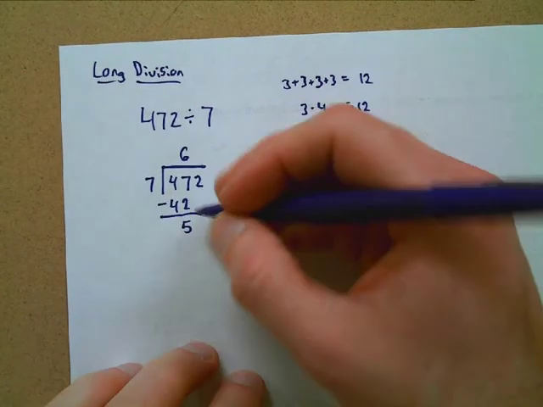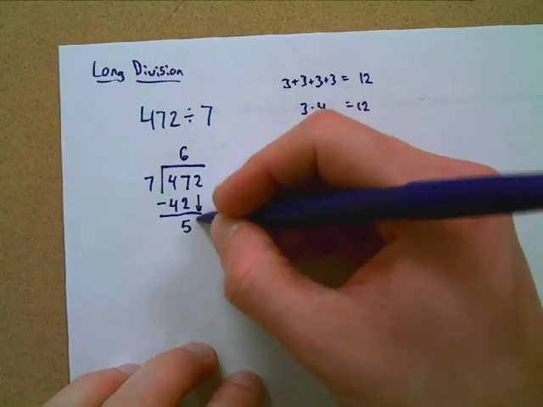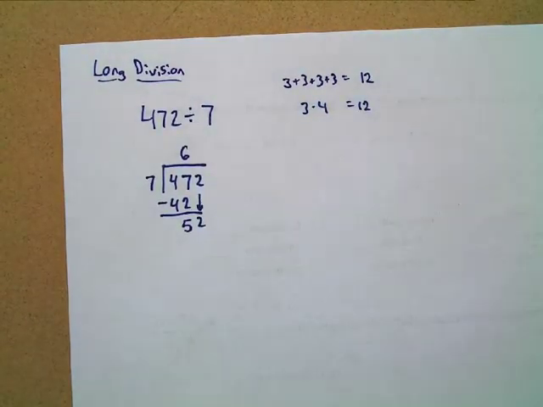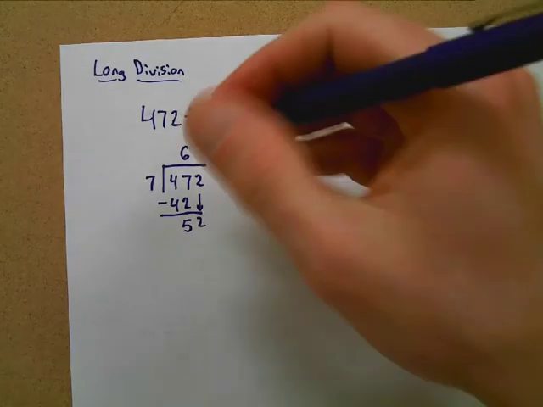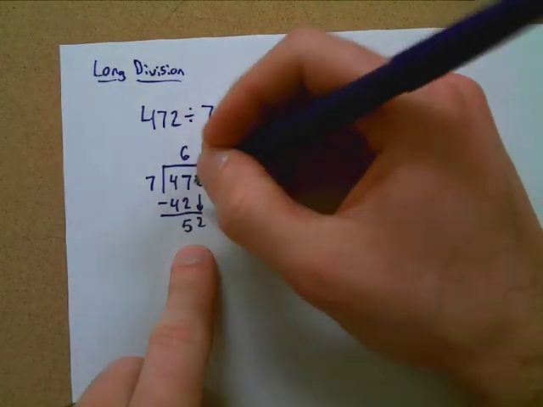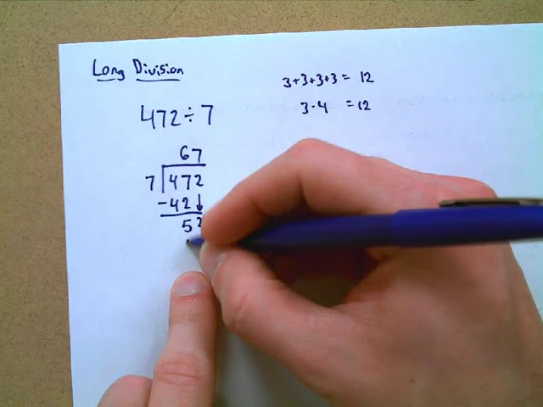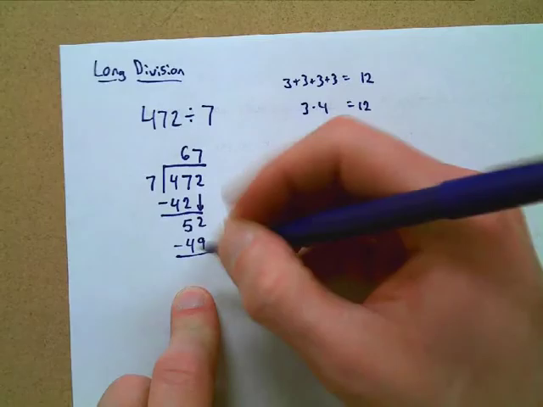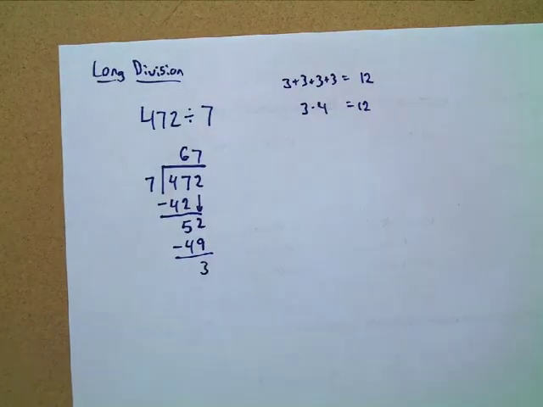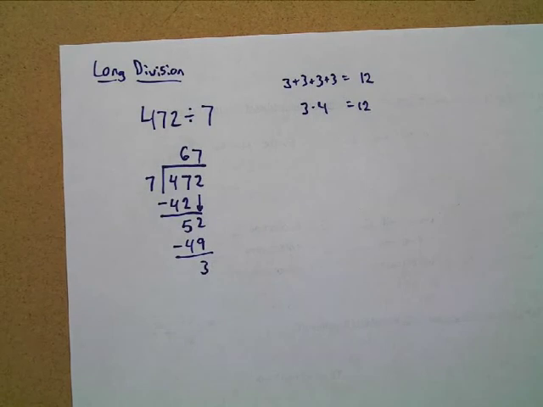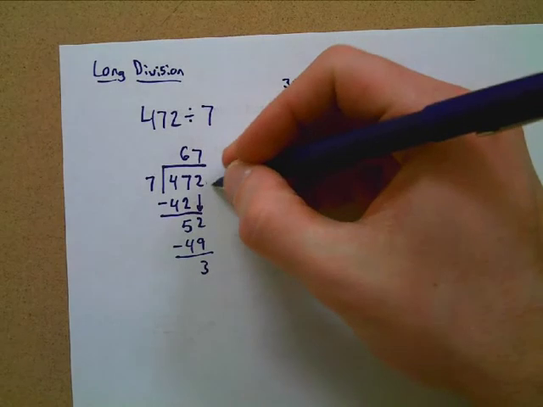All right, we drop down the 2. Now the next thing: what times 7 can get us close to 52? It's 7. 7 times 7 is 49. We subtract the 49 there, and we're going to get 3. At this point, you have some decisions to make about what to do. Bobby said to add a 0 onto this number. You put a decimal point in that 0.